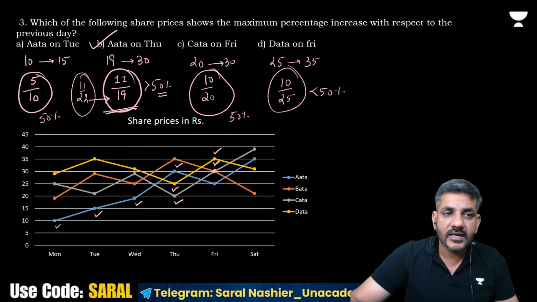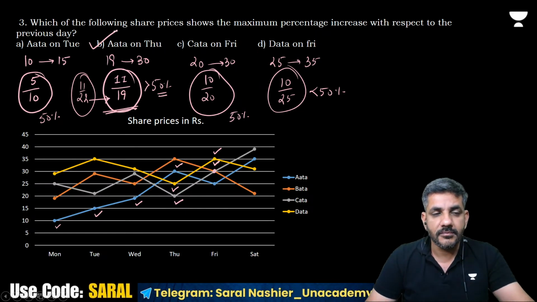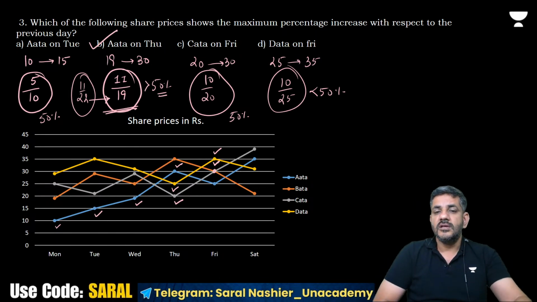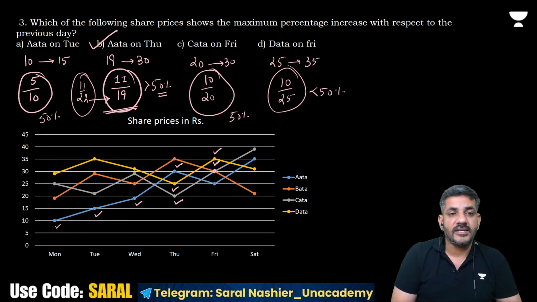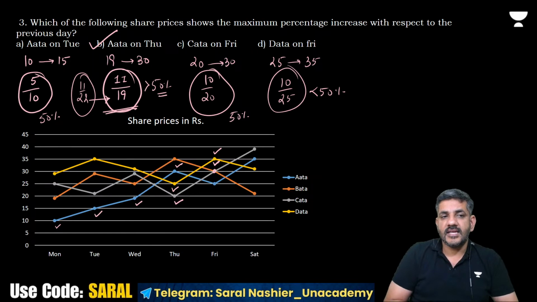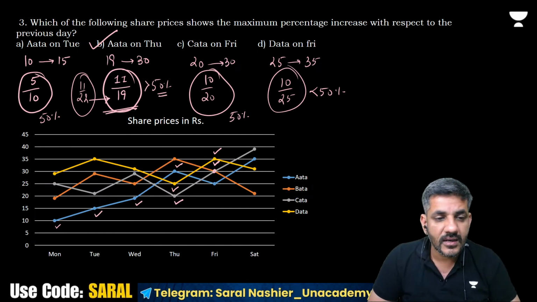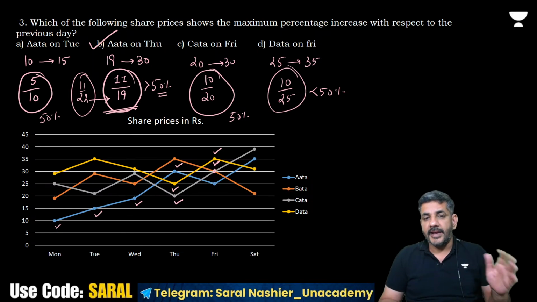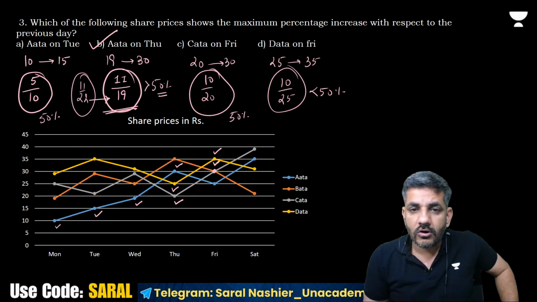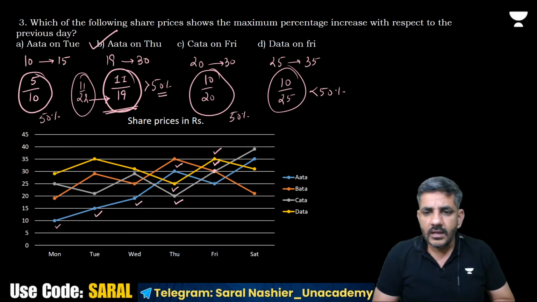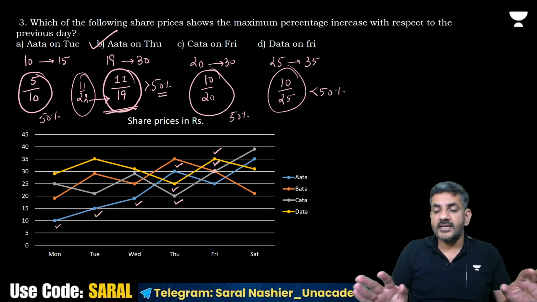So therefore, the correct answer for this question is option B. Atta on Thursday shown the maximum percentage increase in this case. And that is the right answer for us in this question as well. I hope this is understood. Anyway, Sahil, Sakshi and Ayush, they all got the right answer. Others, I'm assuming that it has been understood.